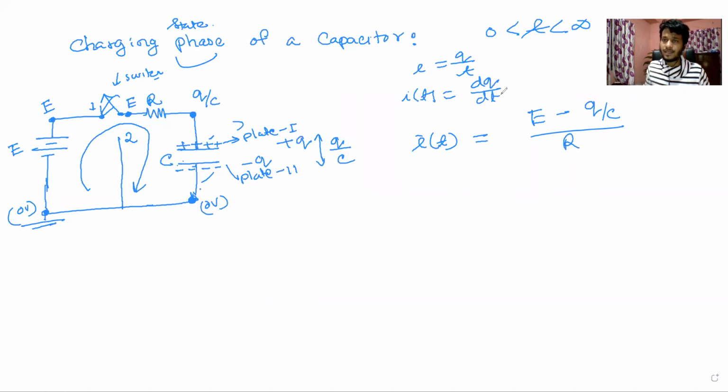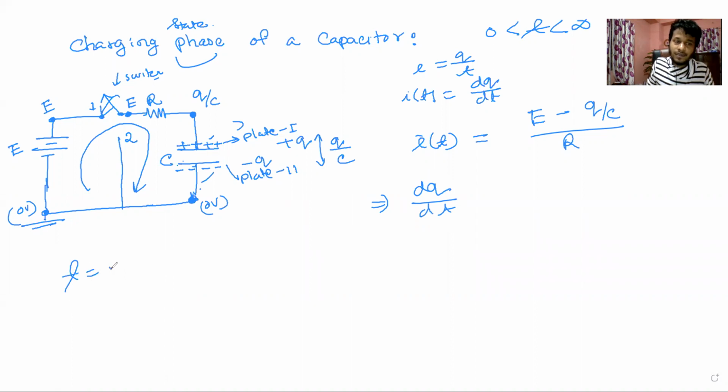Right? dq means change of charge. DT means change of time. So I can be written as dq by dt, isn't it? And dq by dt will be what? A positive value or a negative value? Can you tell me that?